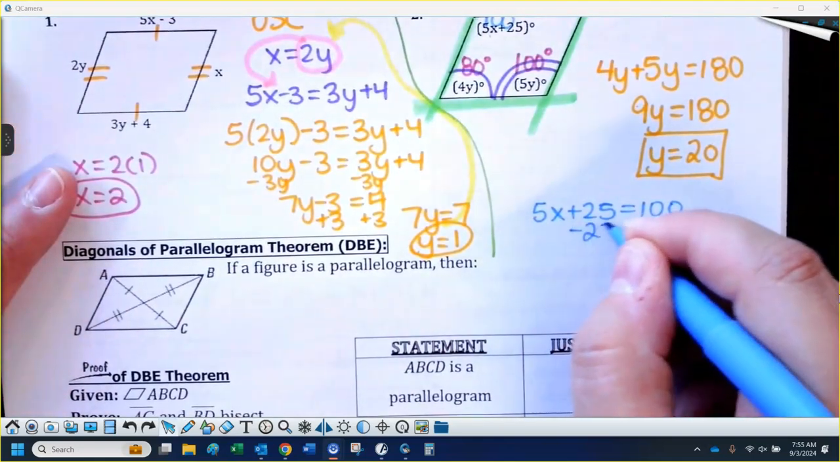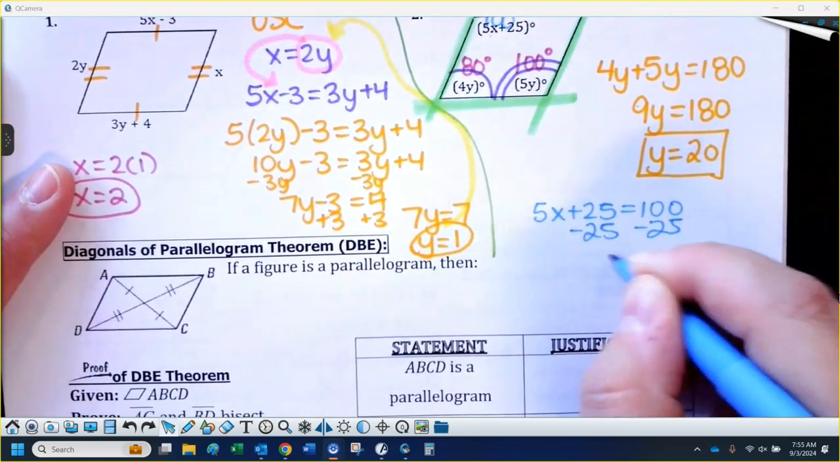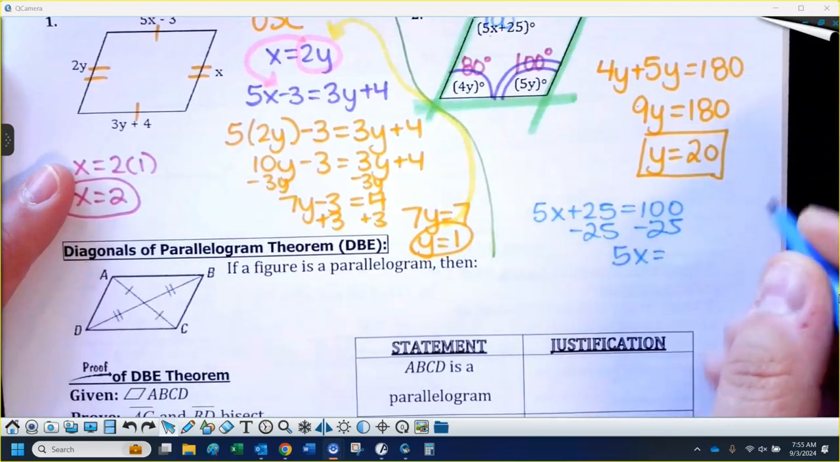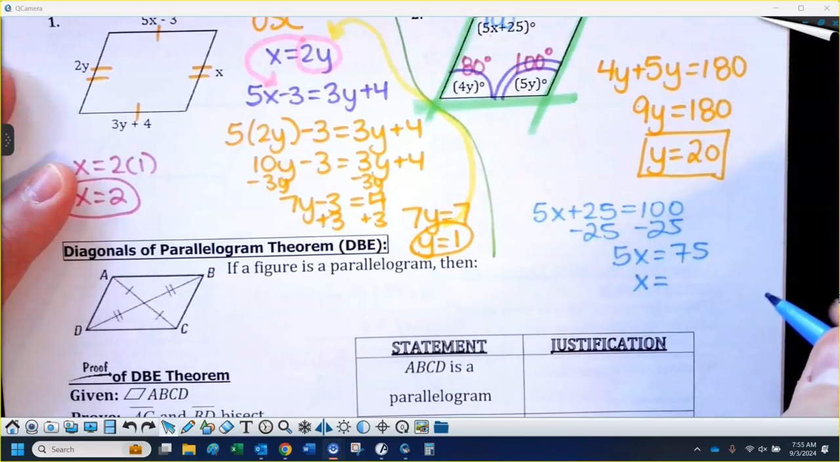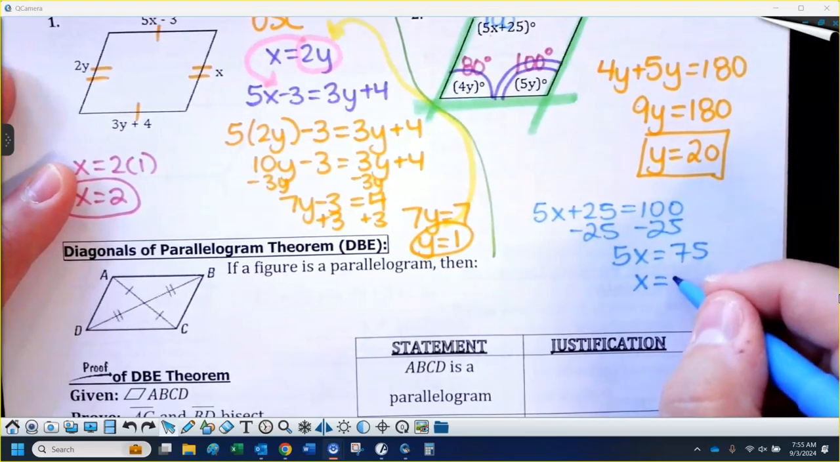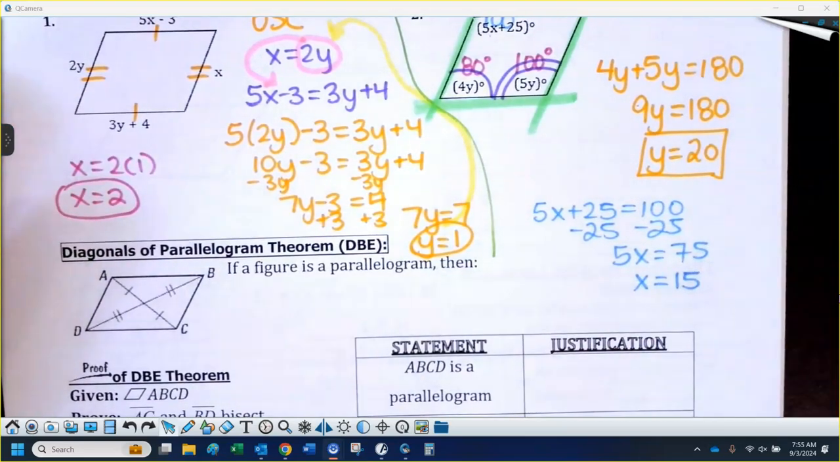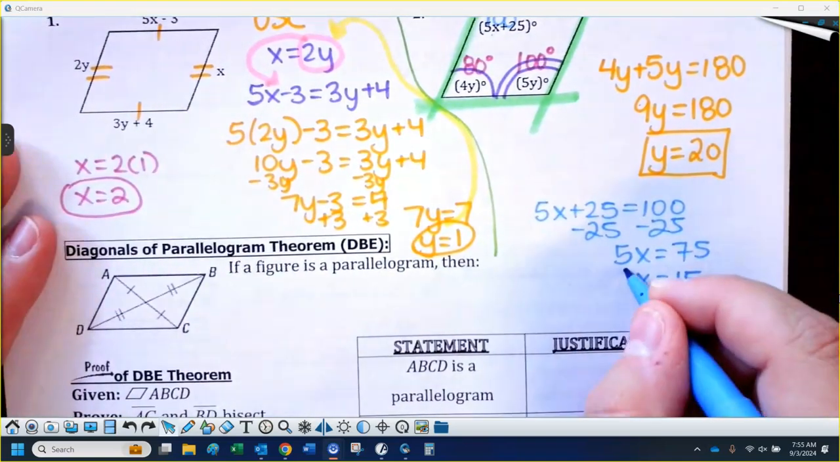So I'm going to subtract the 25 here. All right, so I get 5x is 75. Does anybody know what that is? I think it's 15. I'm going to check on my calculator just in case. I'm pretty sure. Yes. Okay, there we go. 15.